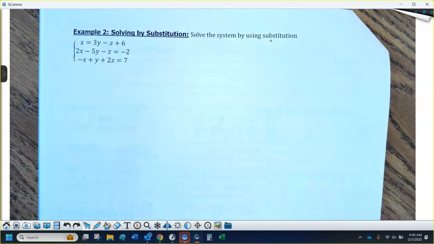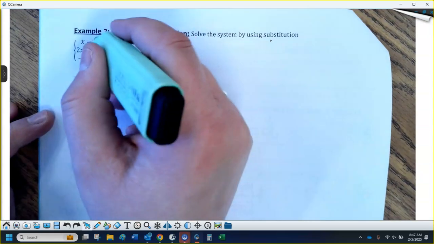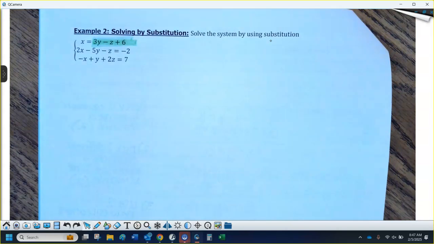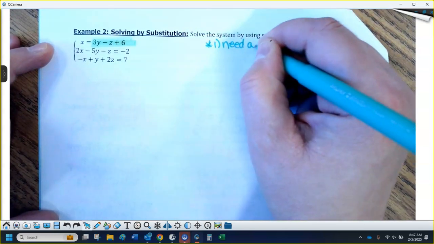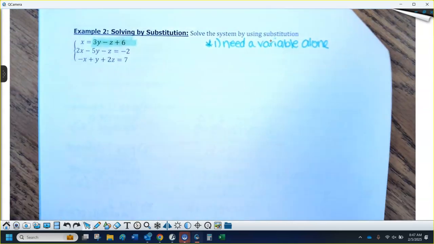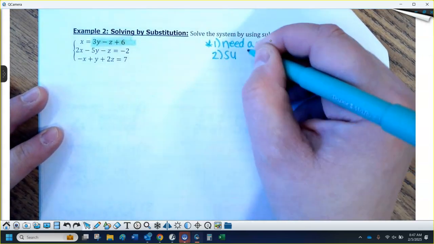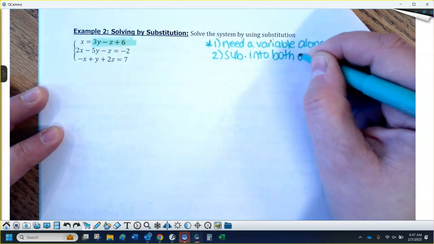This one on the back is just set up with the first equation being set equal to one of the variables, and in this case I just got x by itself right here. Okay, so if you're going to do substitution with the system, you need a variable alone. So first thing is, need a variable alone, which I have in the first equation. I have x by itself. And then what you do is you substitute, I'm just going to write sub, into both other equations.